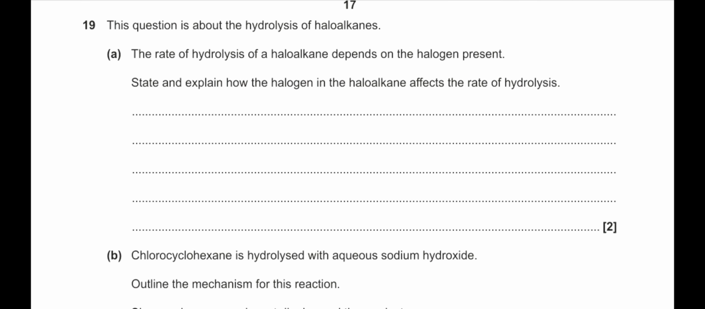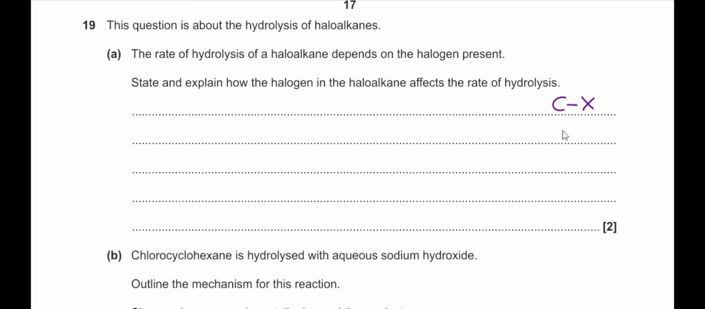This question is about the hydrolysis of haloalkanes. The rate of hydrolysis of a haloalkane depends on the halogen present. State and explain how the halogen in a haloalkane affects the rate of hydrolysis. Hydrolysis of haloalkanes means breaking of the carbon halogen bond and forming an alcohol.